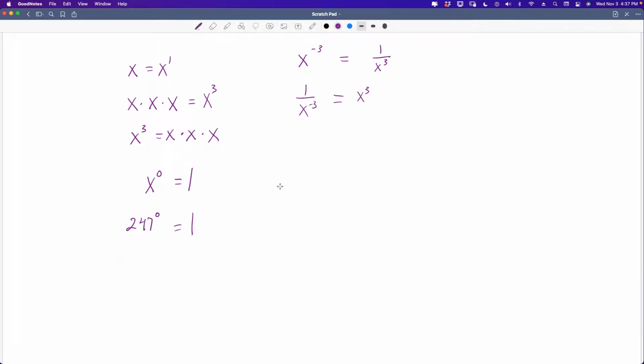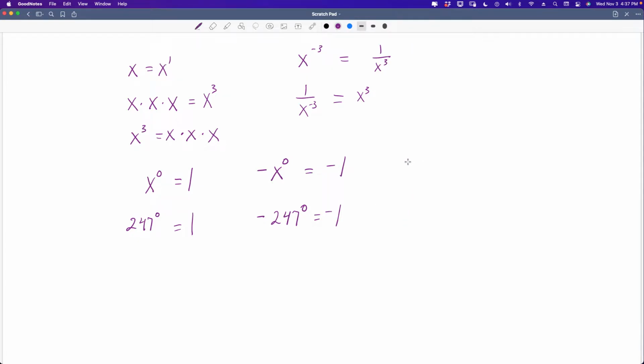But what does matter is if I have a negative x to the 0 or a negative 247 to the 0, my answer would be negative 1. Both times. Why? Because the 0 isn't connected directly to this negative. The negative is asking for the opposite of this number, whatever this number is. All right? So the opposite of a 1 is a negative 1.